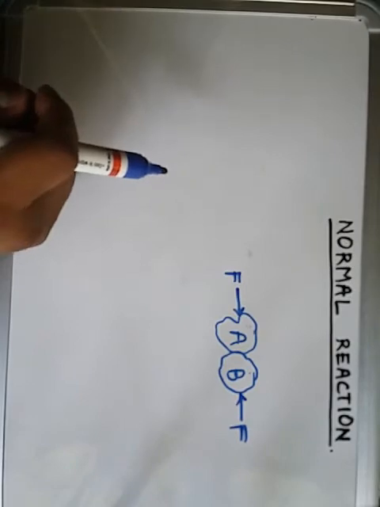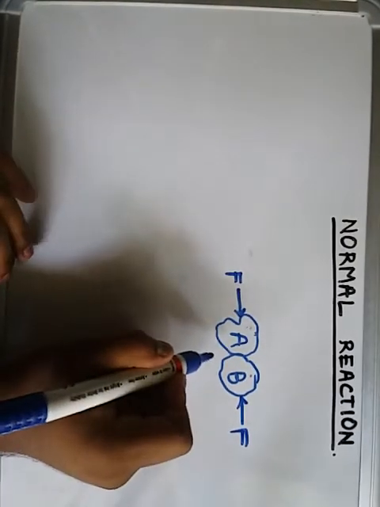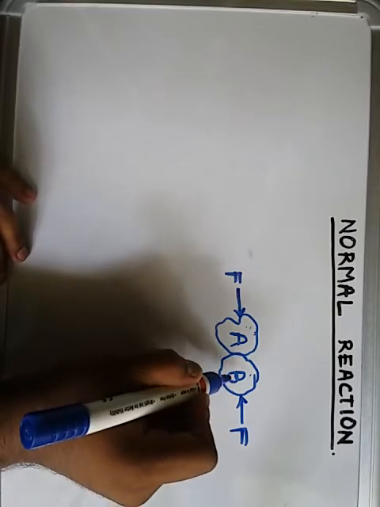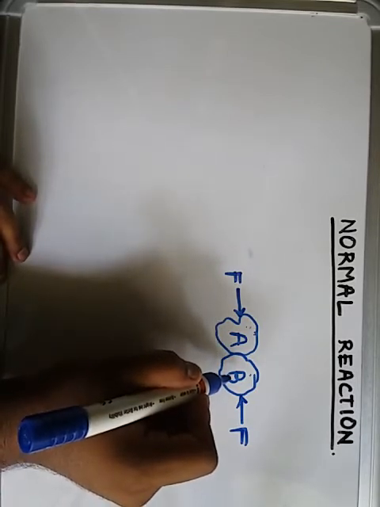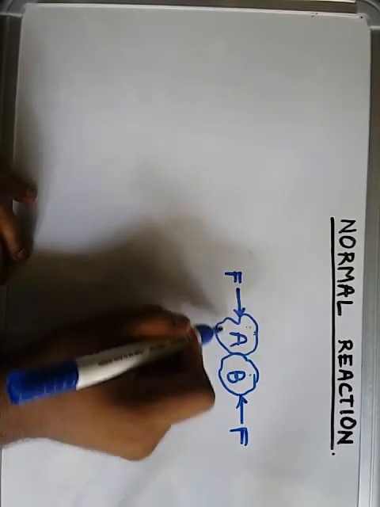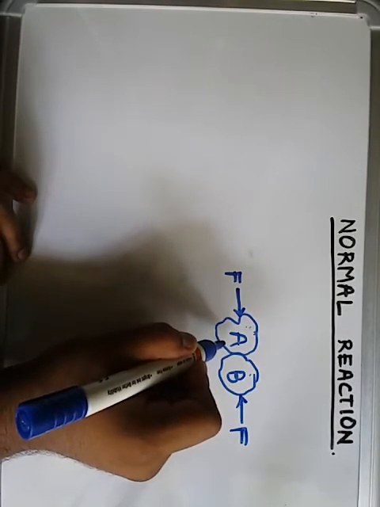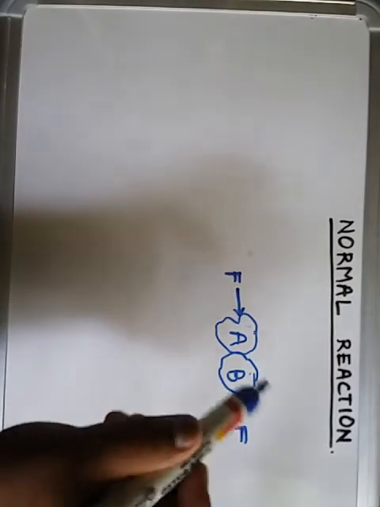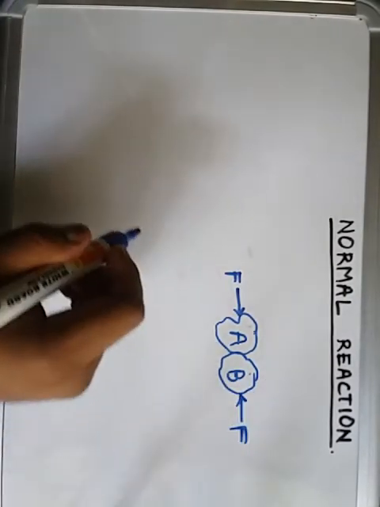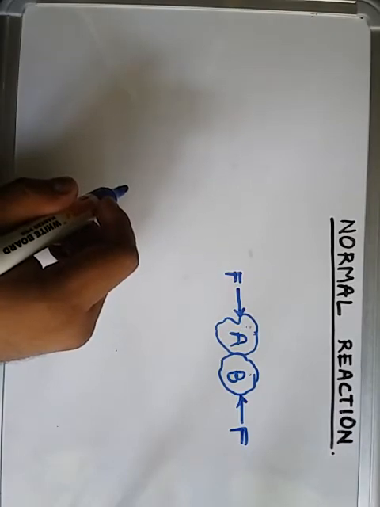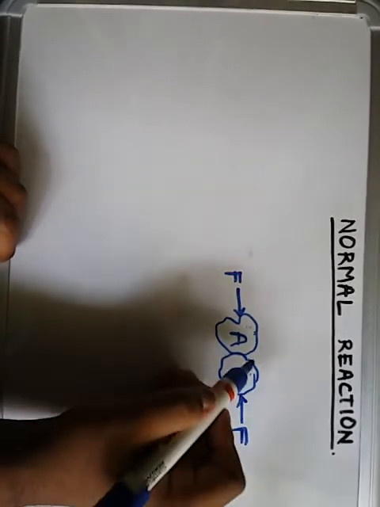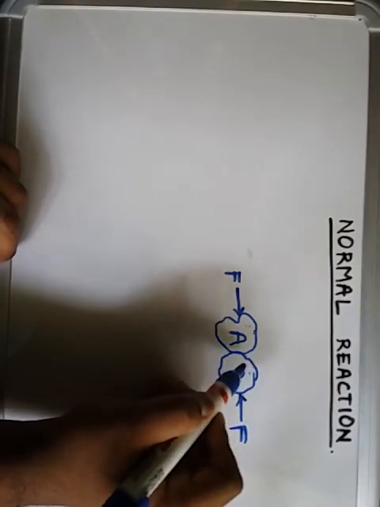Now as you can see, body A has a tendency of pushing against body B. So by Newton's third law of motion, body B provides a reaction force against body A. So that's why we get the normal reaction. Normal reaction occurs due to Newton's third law of motion. It occurs perpendicular to the plane of contact of the two bodies.